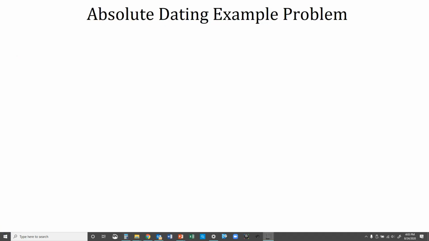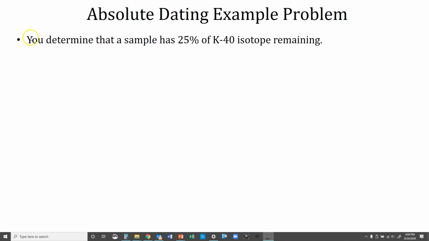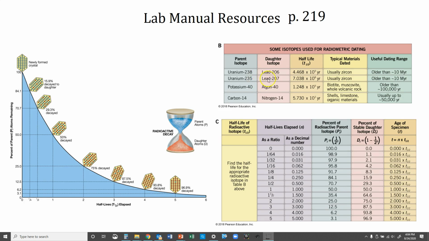Alrighty, so we're going to do an example problem here of how we start and go through one of these problems. So our question here tells us that you pick up a rock, you send it off to a lab, you get the results back, and they tell you that that rock has 25% of the original potassium-40 isotope remaining. Well, if we've only got 25% left, that tells us that about 75% of it has decayed into some daughter product. So I'm going to flip back to this previous slide here.